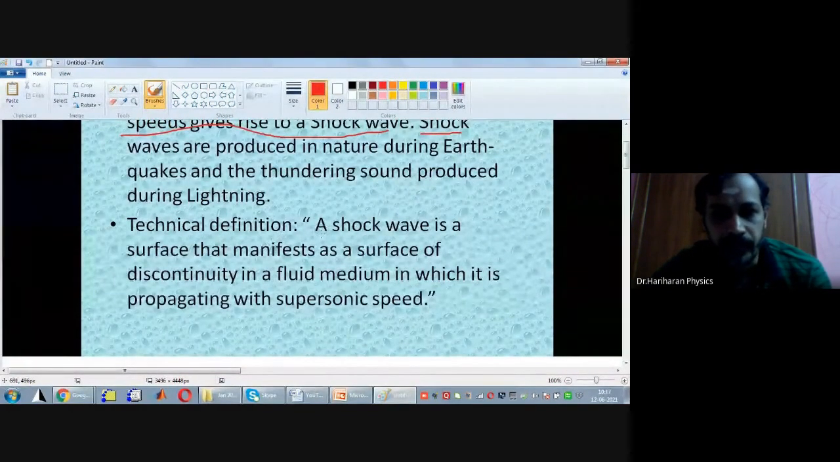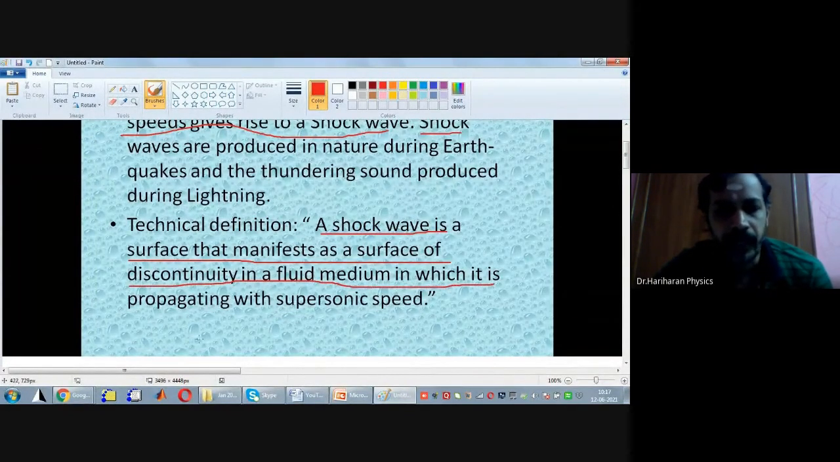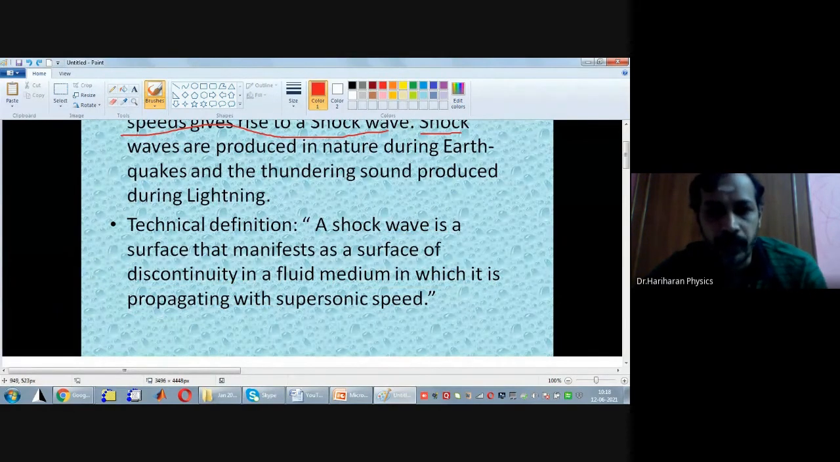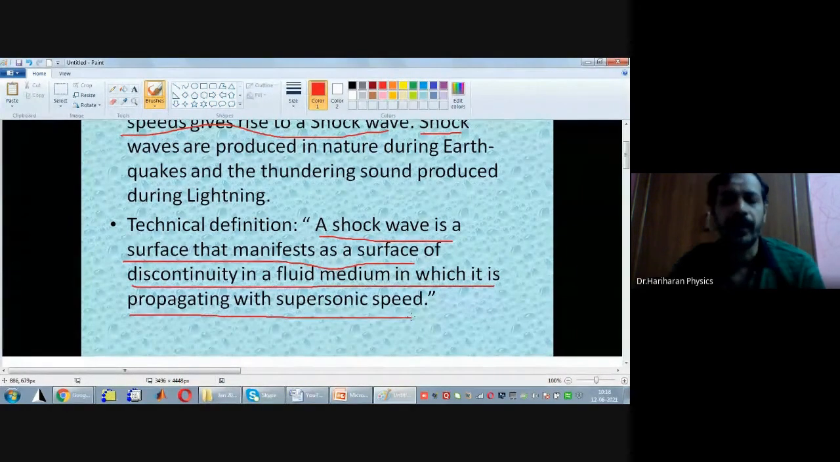A shock wave is a surface that manifests as a surface of discontinuity in a fluid medium in which it is propagating with supersonic speed. Once again, I'll read it. What is the technical definition of shock wave? A shock wave is a surface that manifests as a surface of discontinuity in a fluid medium in which it is propagating with a supersonic speed. What does that mean?